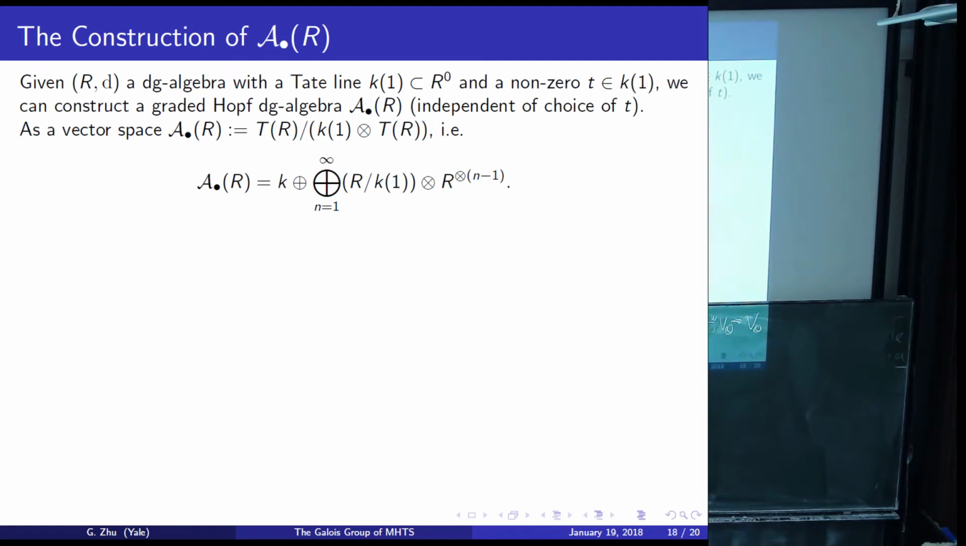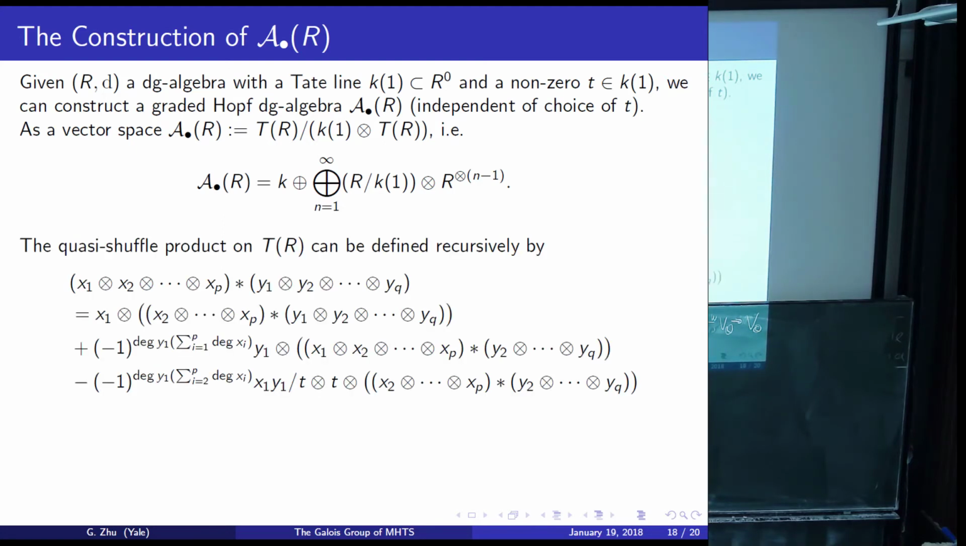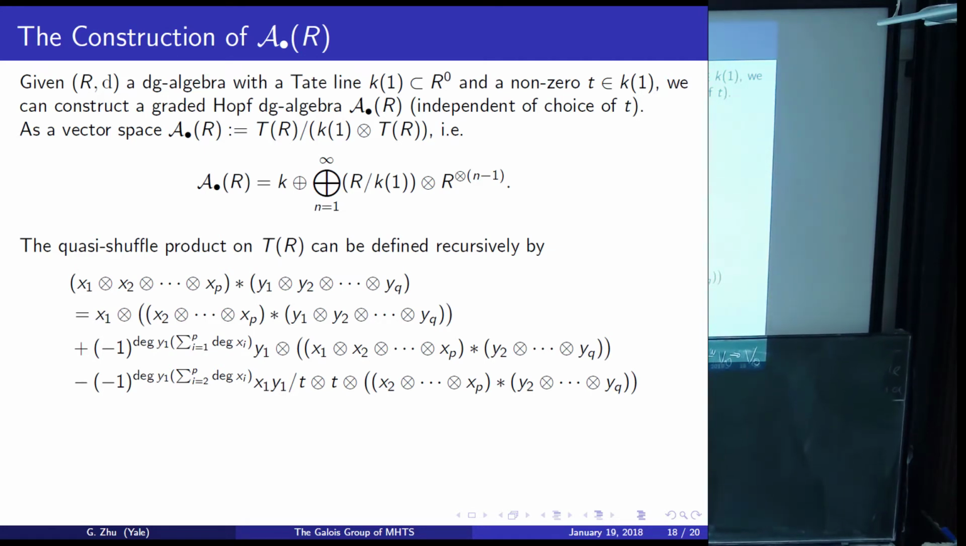So this is the space. It's pretty easy. We can consider it as a quotient space of the tensor. Now we introduce the product and the co-products. The product is the Poisson product. So it can be defined recursively by this formula.